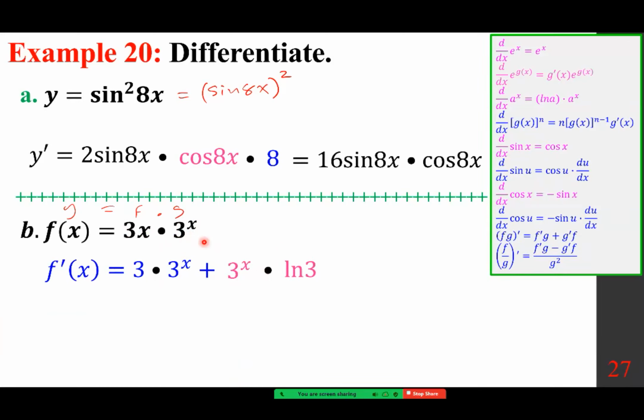And now times f, 3x, plus, this is the f part. Let me just write at top of it so it's clear. We have f prime g, g prime f, okay? And we are done. Let me put an asterisk next. We are done with calculus. We are going to use our algebraic techniques to finish the job.